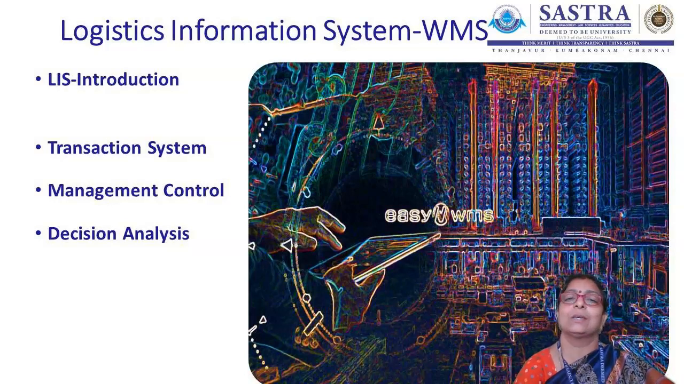These are the threads that link, the joining point that links the logistics activities into an integrated process. The integration builds on 4 levels of functionality: transaction, management control, decision analysis, and strategic planning systems. The basic level, when you consider, we say it is operational level, the transaction system.